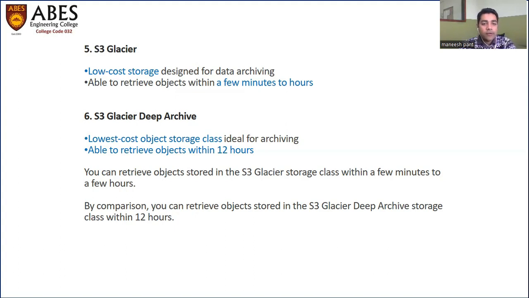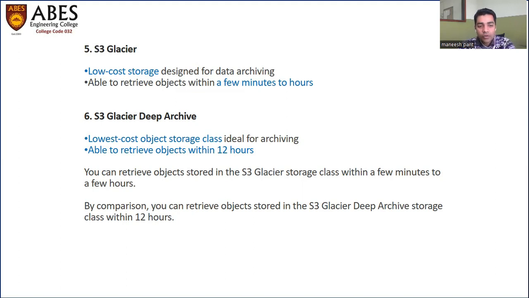Now the sixth point, S3 Glacier Deep Archive. As again the name suggests, it is going to store the data longer than S3 Glacier. And the first point in S3 Glacier Deep Archive is lowest cost object storage class, ideal for archiving. Suppose you have some video lectures or anything which you do not want to access for the next 1 year or so, or you just want to store them, then S3 Glacier Deep Archive is the best option you have. Second point, it is saying able to retrieve objects within 12 hours. So it may take up to 12 hours to retrieve the data we have saved.